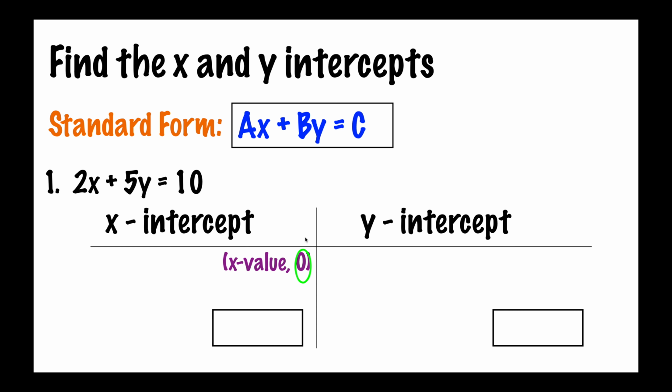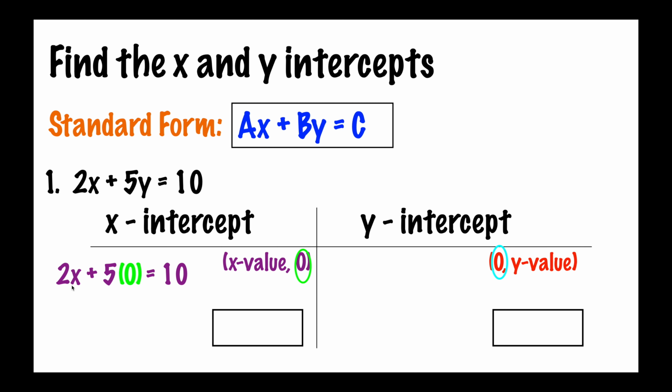Y-intercept is going to be very similar, except this time it's the x value that is automatically 0, and our y value is what we're going to try to find. So when we go to calculate this, we're going to take the equation, and when we're looking for an x-intercept, we automatically will plug in a 0 for its y value.